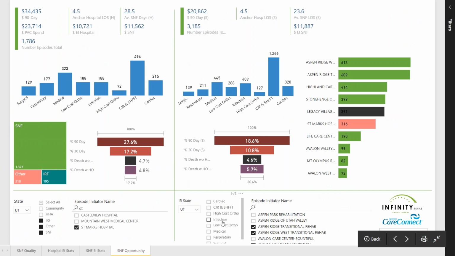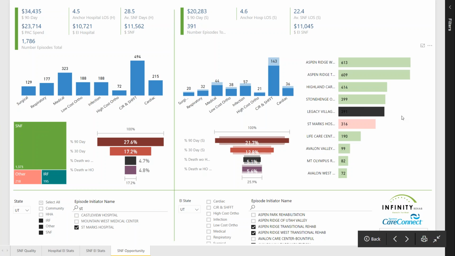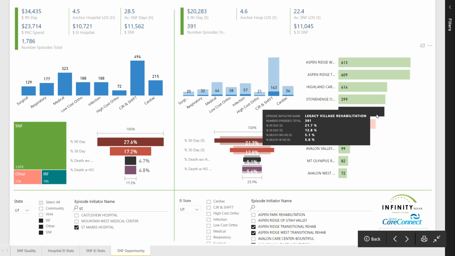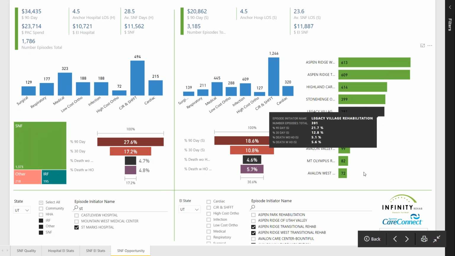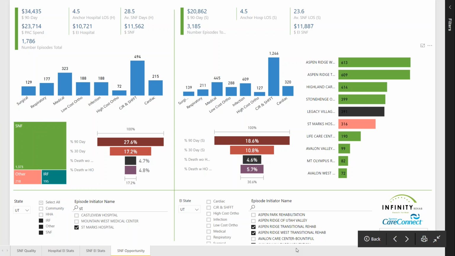And in fact, here's a picture where we're putting all those together so that now we are able to compare the hospital metrics with the specific SNF we're referring to in comparison with all the SNF competitors in the market.